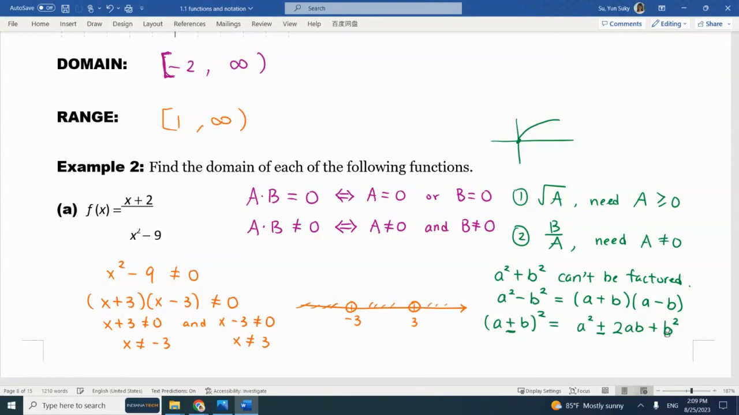Therefore, if you want to use interval notation, look, it's from minus infinity up to negative 3. We don't want to include the negative 3, so we use parentheses, not brackets. And then union, negative 3 to 3. We don't want to include the 3, so still parentheses. And union, 3 to infinity. So this is the interval notation.